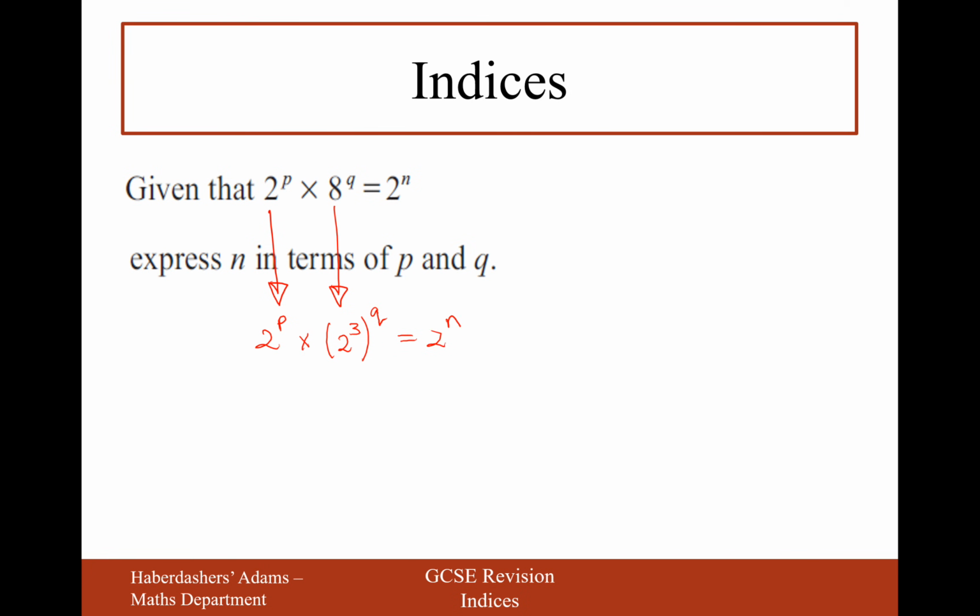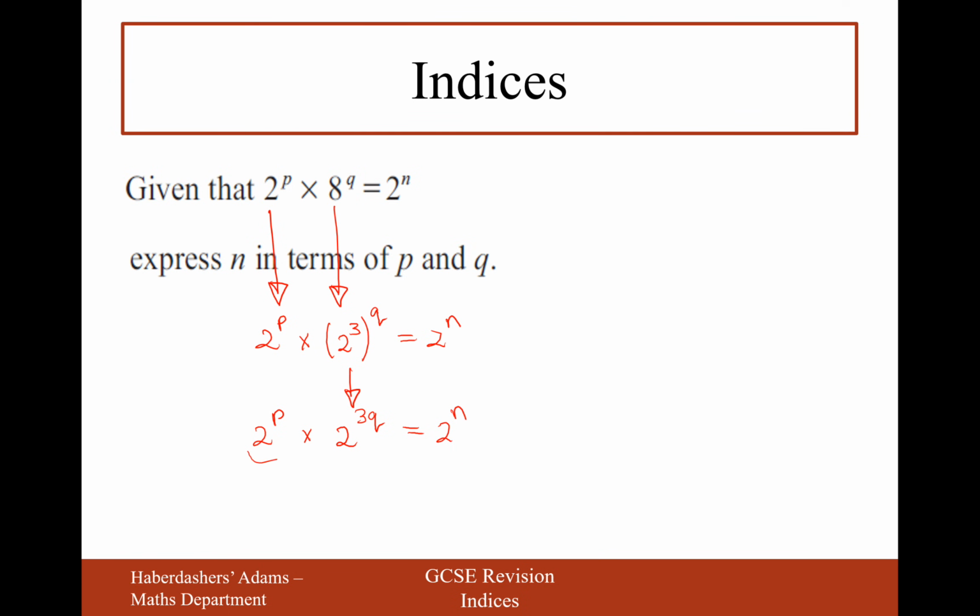Equals 2 to the n. So you can see what I've done here. I've changed my 8 into a 2 cubed, so now all the bases are 2, and it's much more easily comparable when they're all a base of 2. I'm now going to sort out this indice here. When you simplify this, it's going to be a power of a power. You multiply your powers together there: 2 to the power of 3q equals 2 to the power of n.